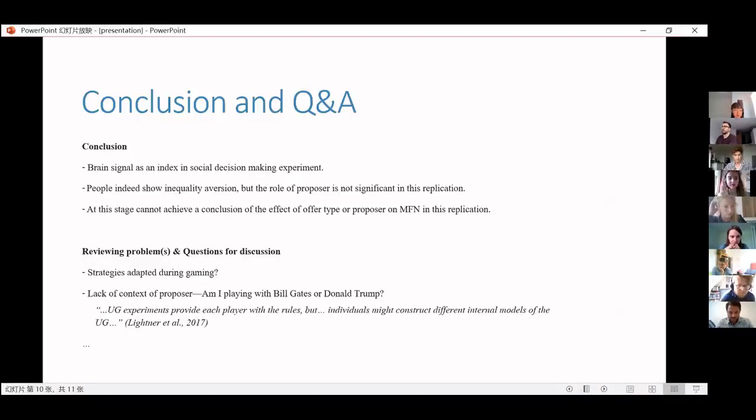For the Q&A session, I also reviewed some problems I found during the internship project. So first, I discovered the problem of strategies adapted during gaming, as I also discussed before. And the second problem is that we might have a lack of context of the proposer. As also coined by Leitner in his article, people might have constructed different internal models of the game. For example, what is the image people have in mind for the ambitious proposer? Whether they are playing with Bill Gates raising funding for his charity or Donald Trump trying to earn more money would probably also affect their perception. And this lack of context might also affect the experimental results.